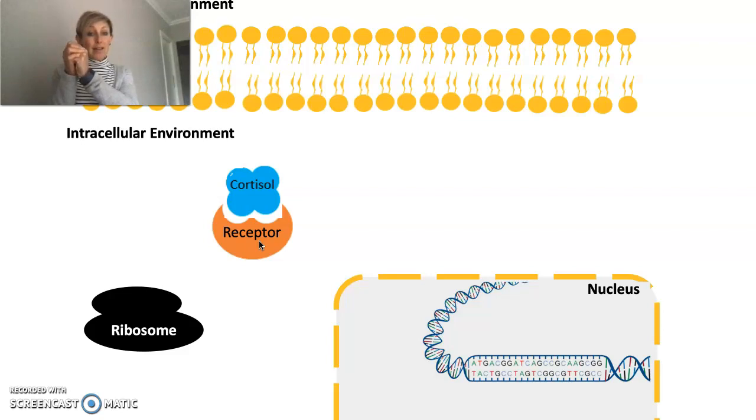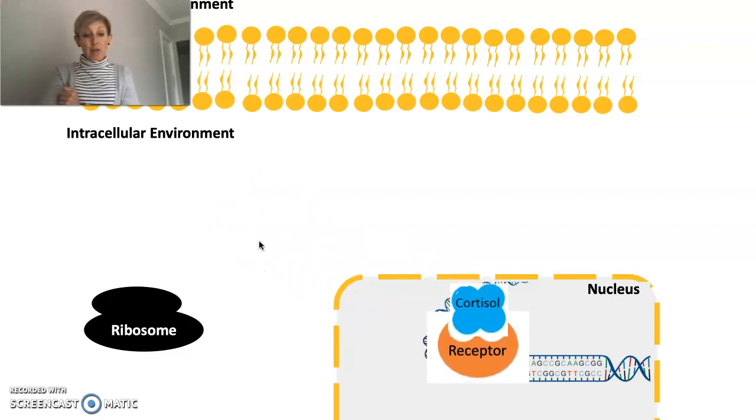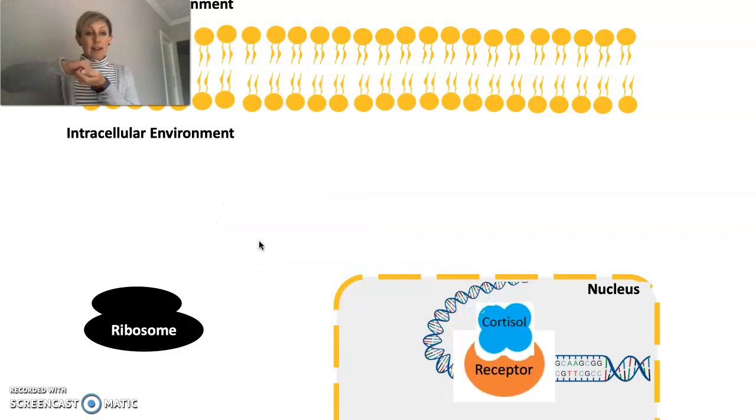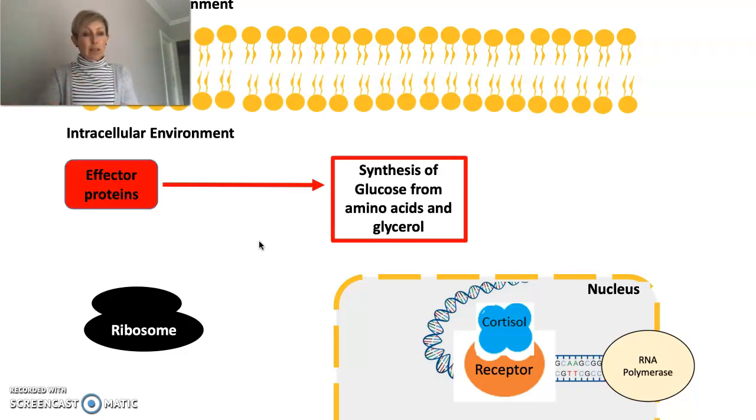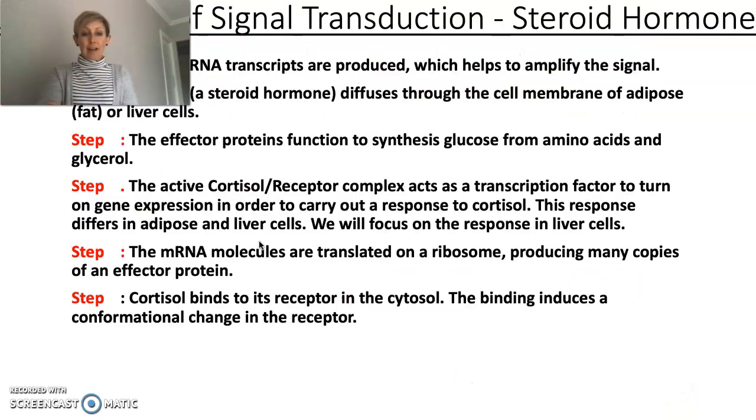Now that complex stays together and can enter the nucleus in this situation. And together what it will do is act as a transcription factor, allowing RNA polymerase, everybody's favorite enzyme, to read the DNA and transcribe that and build messenger RNA. And the messenger RNA will then be processed as usual and leave the nucleus, find the ribosome, and translation will occur, forming the effector proteins. In this situation, they can synthesize glucose from amino acids and glycerol.